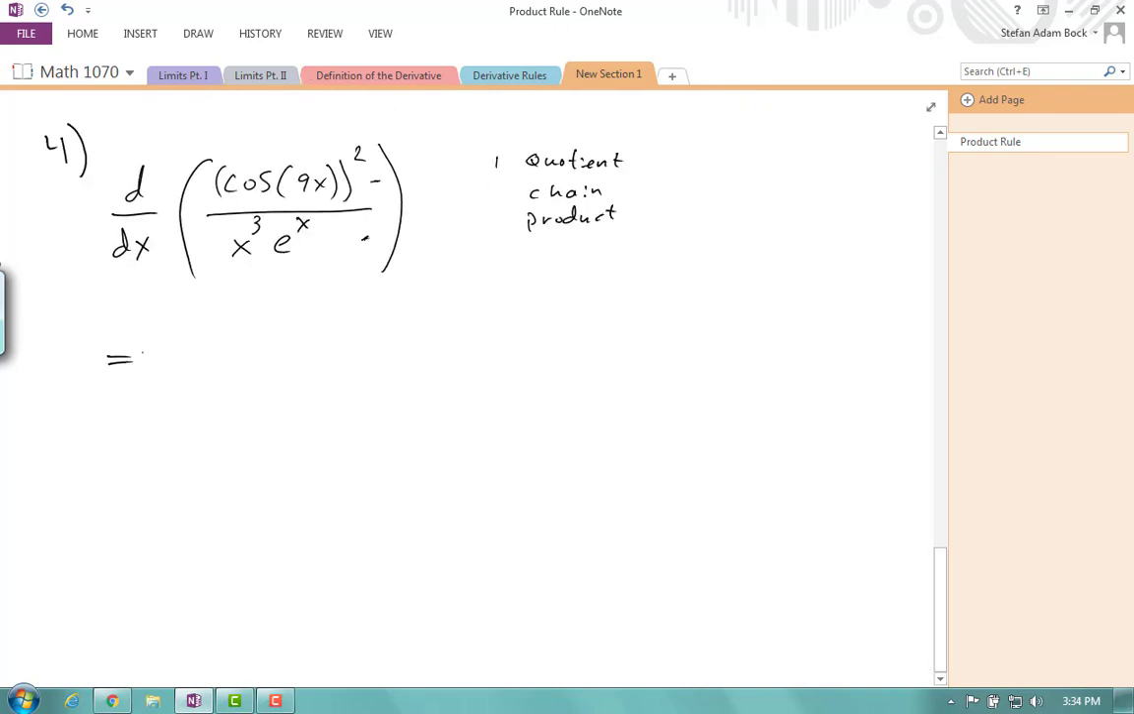So let's set up that quotient rule. Quotient rule is derivative of the top first. So on the top, I need the derivative of cosine of 9x all squared.